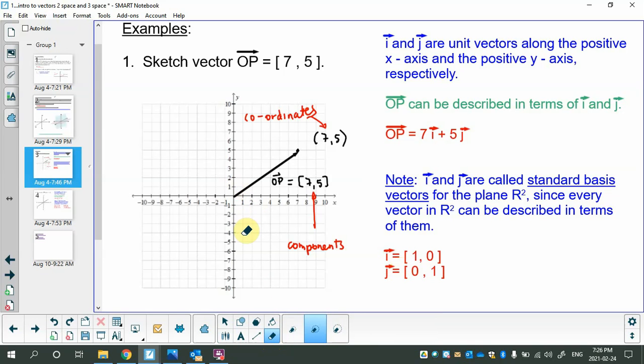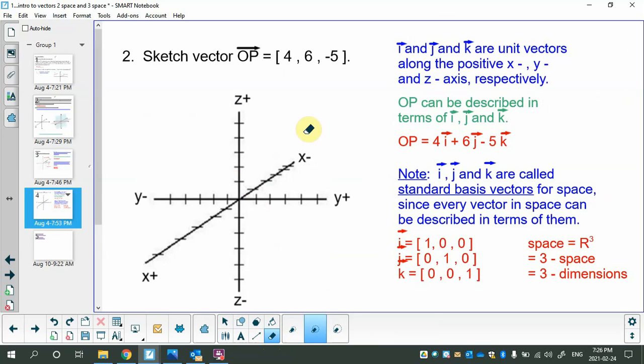Now of course, that's not going to be the case in 3 space because we're going to need another letter. So i is still going to be along the positive x-axis, j is along the y-axis, and k will be along the z-axis. So it's the same kind of thing, only a little bit bigger. So vector OP can be described in terms of i, j, and k. I've picked OP as components 4, 6, -5.